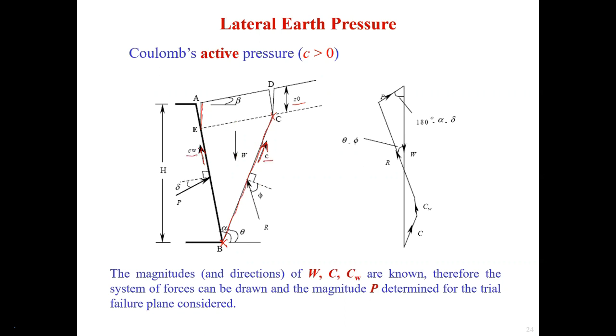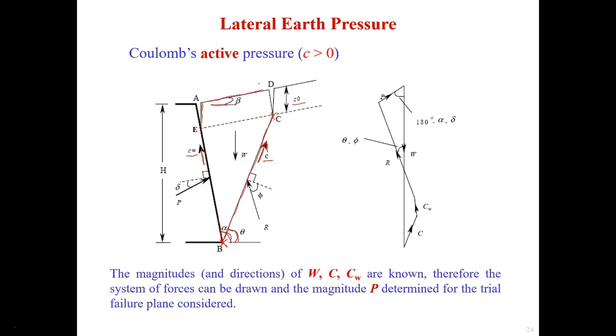For CW, the wall surface AB is inclined at alpha to the horizontal. The trial failure surface BC is at theta to the horizontal, and the soil surface AD is at beta.